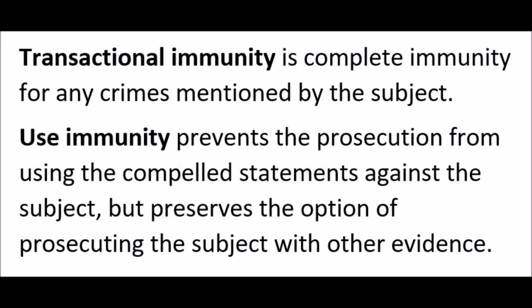In the most common scenario, a junior member of a criminal organization provides information about other members of the organization in exchange for recognition at sentencing of his or her cooperation. Use immunity allows such subjects to speak freely about crimes they have and have not been charged with, with the promise that what they say won't be used against them.